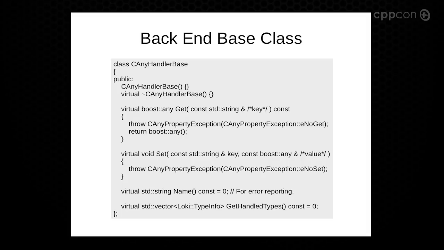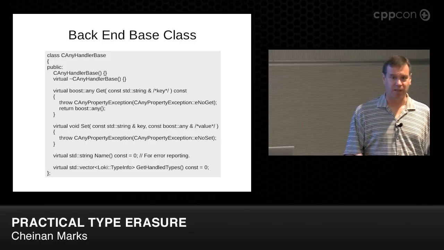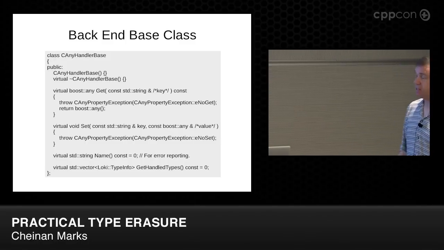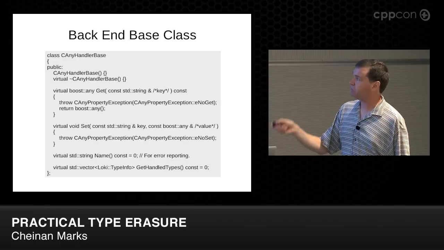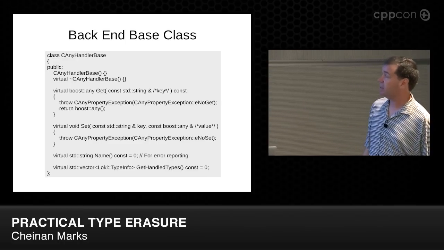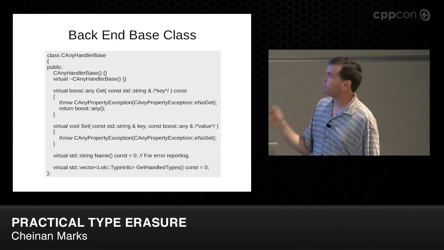So we saw the base class again. I'm not going to go through this again. What I want to do in the rest of my time is show you some instances of backend handlers. Okay, I'm going to show you exactly what we did. We're going to start simple, and we're going to get more complicated. This is, again, the base class. We have virtual get, we have virtual set, we have name, which I'm not going to show you, and we have the get handle types, which is very straightforward.